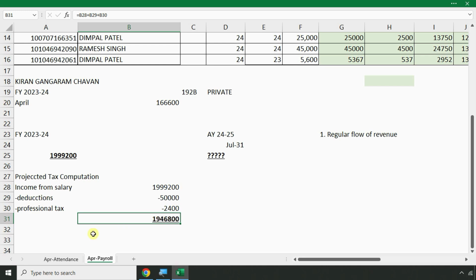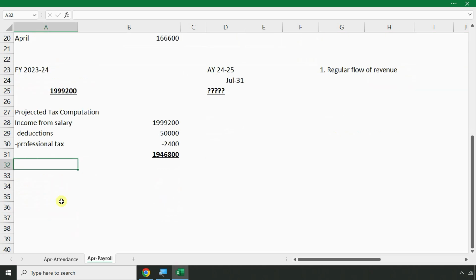After the standard deduction, Chapter 6 deductions will also apply if Kiran Gangaram opted for the old regime. If Kiran Gangaram opted for the new regime, there are direct slabs: 0 to 3 lakhs 0%, 3 lakhs to 6 lakhs 5%, and for every further increment, another 5% is added. Do you remember the ITR 1 class? I covered it there. Consider he is going to opt for the old tax regime.